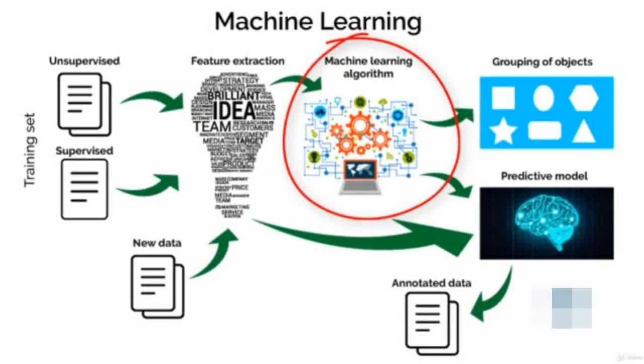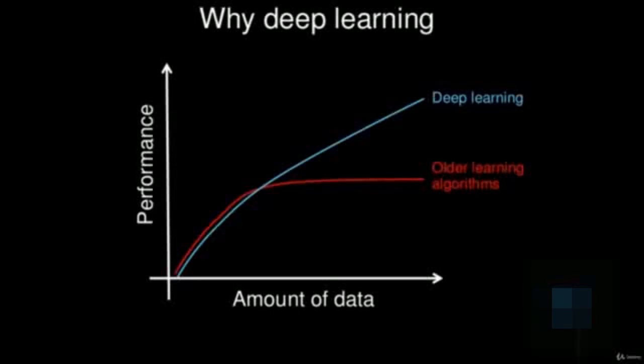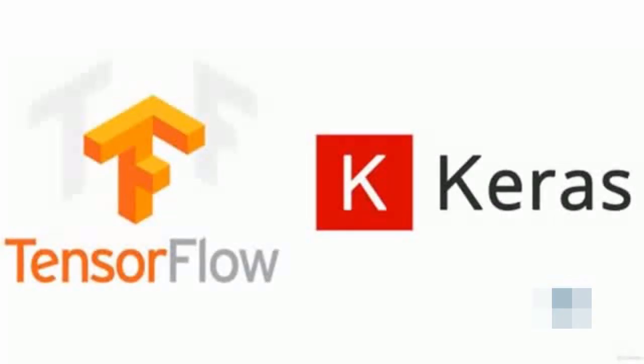And then apply what they have learned to make intelligent decisions. Deep learning is gaining much popularity due to its accuracy when trained with a huge amount of data. So the two most popular frameworks for deep learning that we are going to discuss today are Keras and TensorFlow.